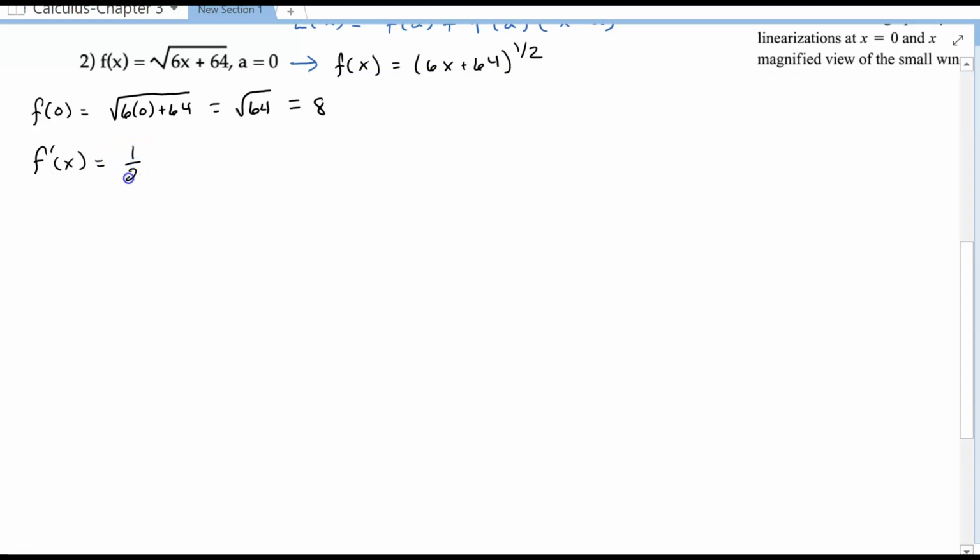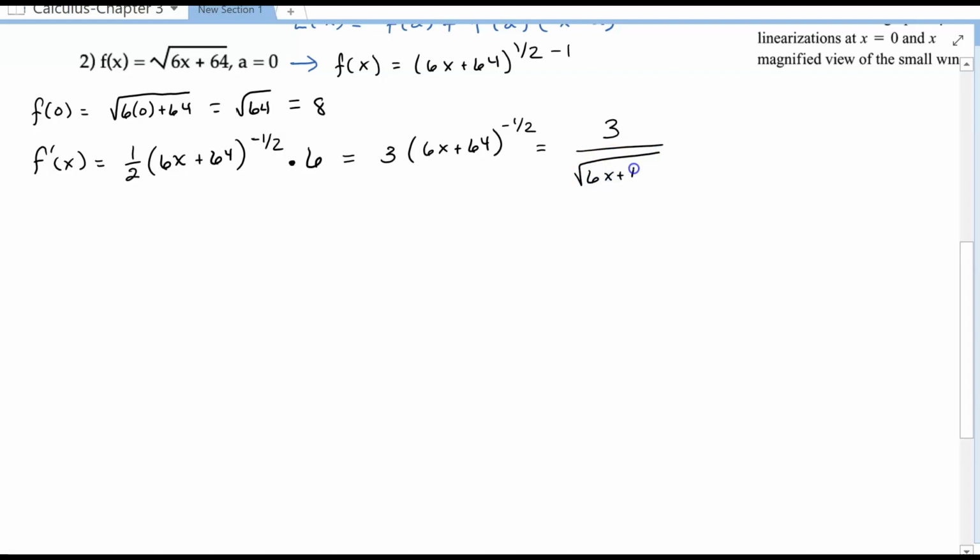All right, and then we take the derivative of the function. So we're going to bring the 1/2 down. We're going to multiply by the original function, 6x plus 64, but now to the negative 1/2 power because we have to subtract 1. Okay, and then by the chain rule, we multiply by the derivative of the inside, which is 6. So then you end up with something like this, 3 times 6x plus 64, because 6 times 1/2 is 3, all to the negative 1/2, and you can certainly clean it up. What does it look like? 3 divided by the square root of 6x plus 64. Now there's no real need to rationalize the denominator because we're trying to get an approximation anyway.